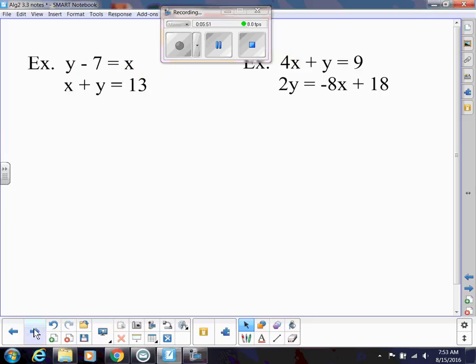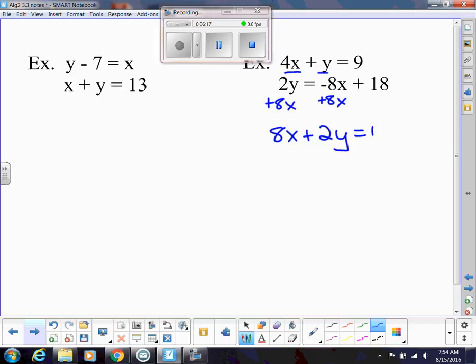because on all of these, step 1 was already done for us. If we look at either of these examples, let's do the second one. You see how x and y are on the same side in that first equation, but in the second equation they're not. So we would want to rearrange this. I would add the 8x to both sides, and that would give me 8x plus 2y equal to 18. And I'm going to go ahead and rewrite that first one too, 4x plus y.